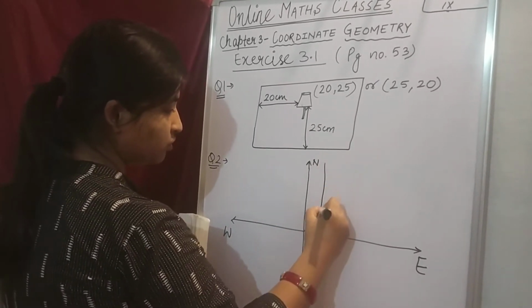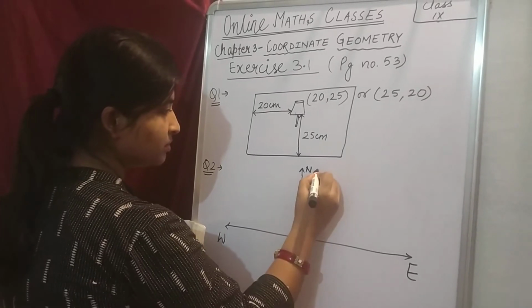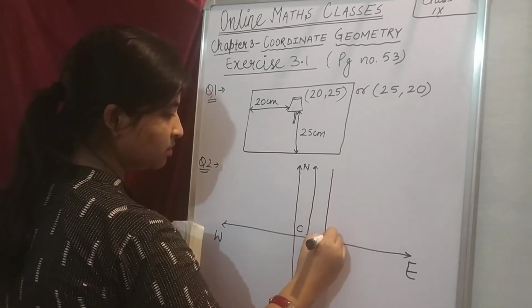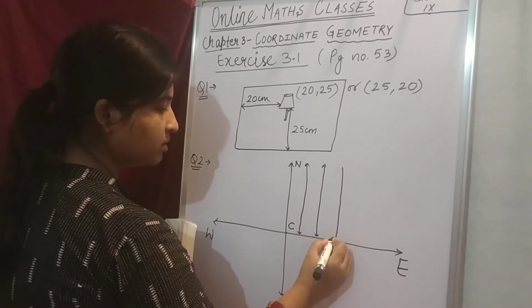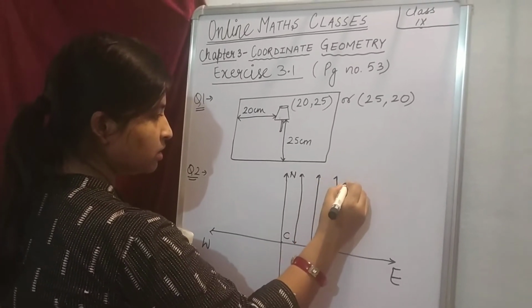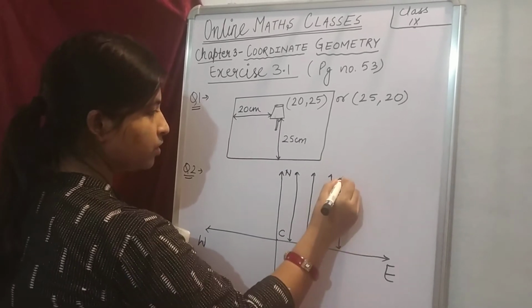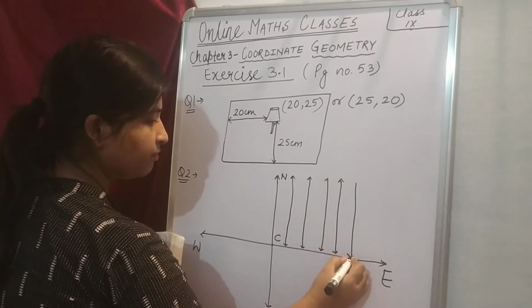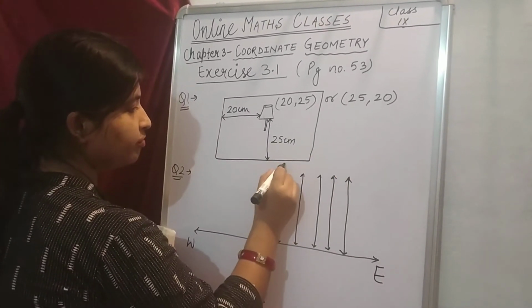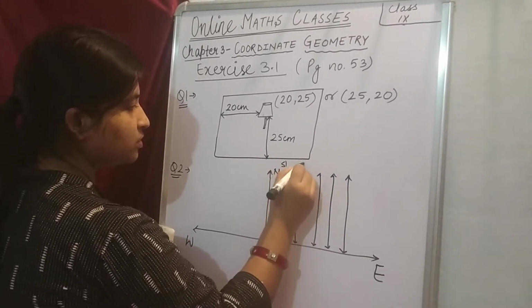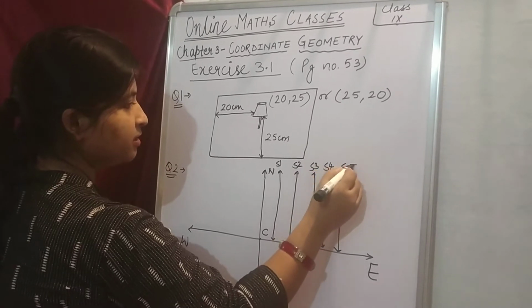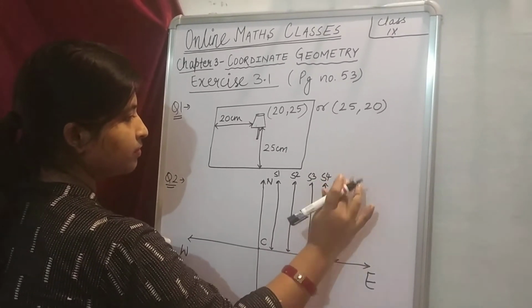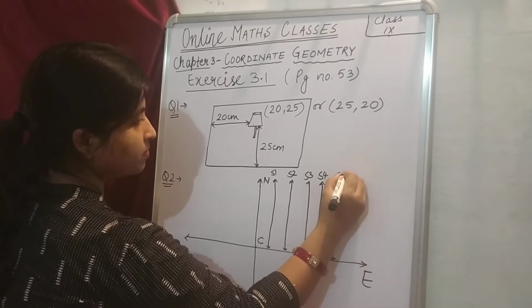Okay, so they will be like this: street number 1, street number 2, street number 3, street number 4 and street number 5. I will represent all of them by S1, S2, S3, S4 and S5.